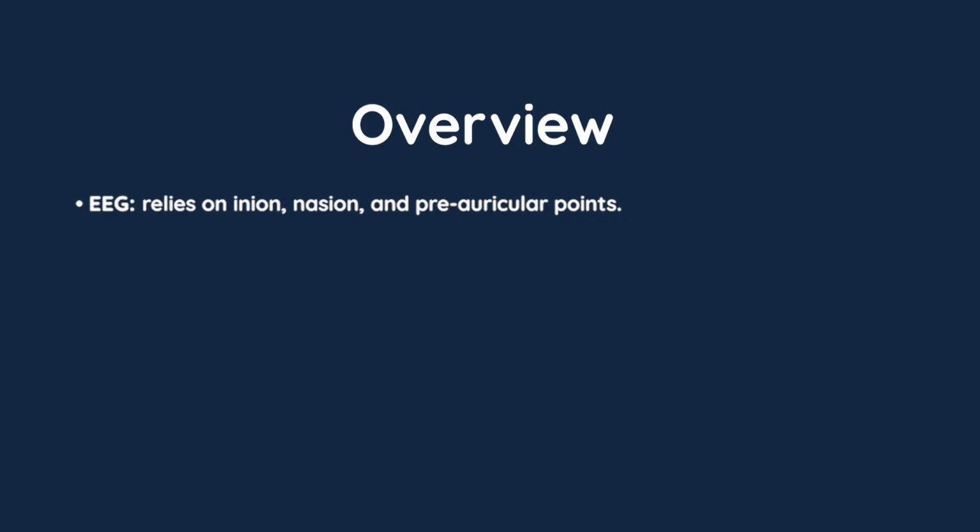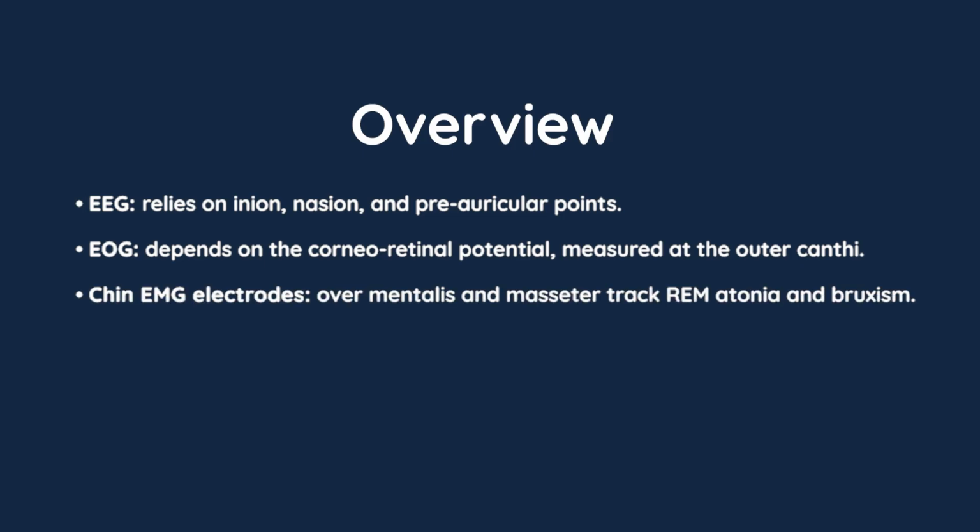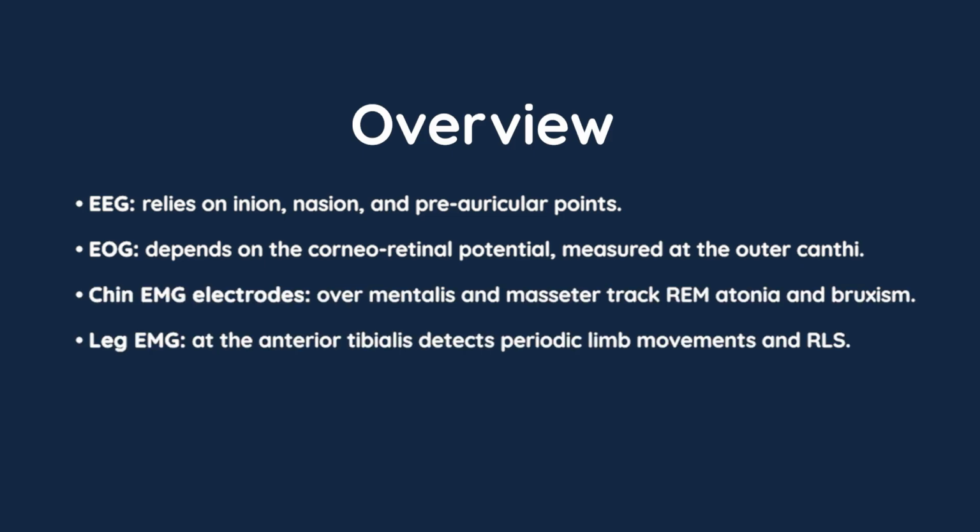So let's tie all this together. The EEG relies on the inion, nasion, and preauricular points. The EOG depends on corneal retinal potential, measured at the outer canthi. The chin EMG over the mentalis and masseter tracks REM atonia and bruxism. Leg EMG at the anterior tibialis detects periodic limb movements and restless leg syndrome.